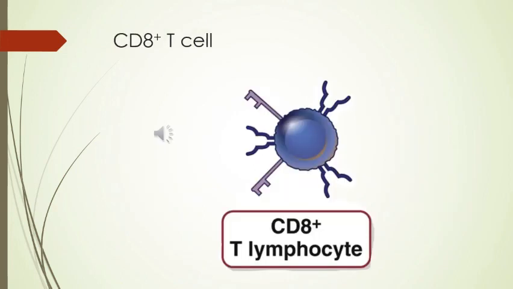There are two major subtypes of T cells. One is the CD8 positive T cell. CD8 positive T cells have a membrane glycoprotein called CD8. That's why they are named CD8 positive T cells. Each CD8 positive T cell has a TCR, which can recognize only one type of antigen.